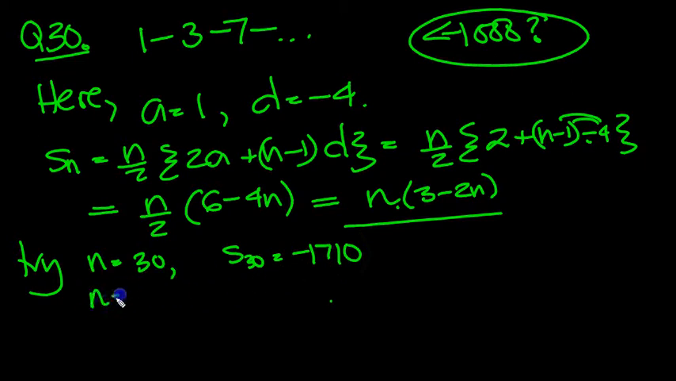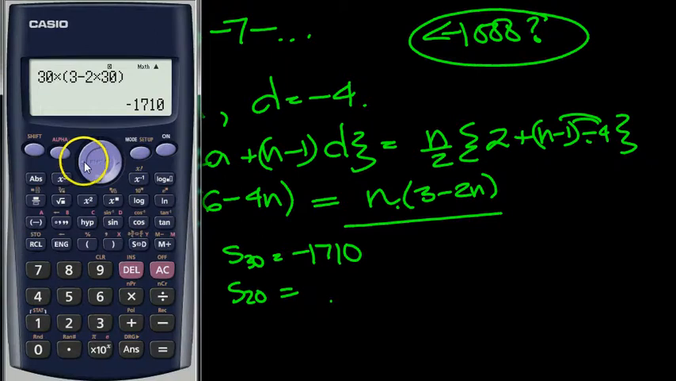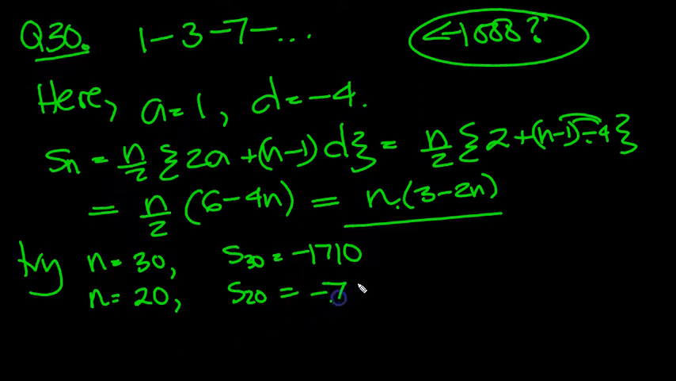Let's try n equals 20 then. Let's just try 20 and see what we get. So let's go back through and change where we see a 30. We're going to need to put a 20, aren't we? So back through, and we'll put a 20. Minus 740. So it'll be between these two.